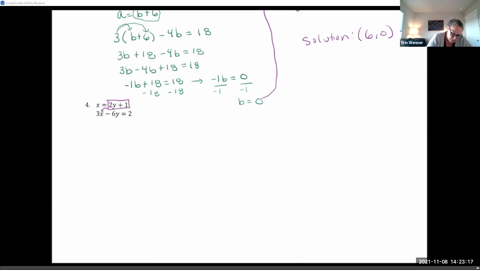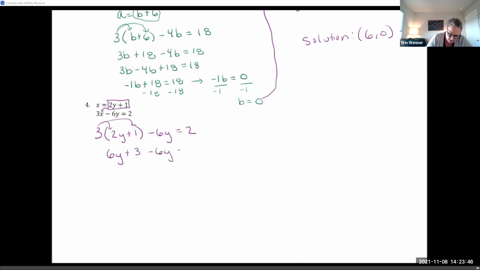So if I plug that in for X, I'm going to have 3 times 2y plus 1. Then we finish out the equation with the minus 6y equals 2. When I distribute the 3 through, I've got 3 times 2y, which gives me 6y. 3 times 1 is 1. Nope, that's not true. Ooh, that's an easy mistake, right? We forget we have to multiply there. 3 times 1 is 3.